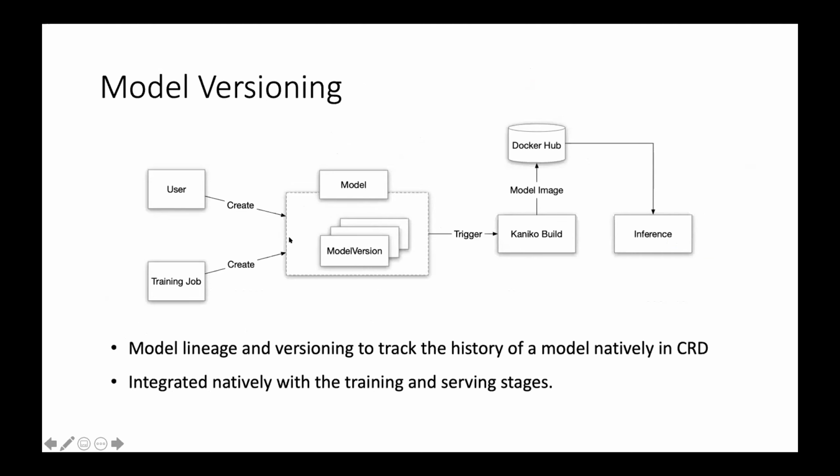In terms of model tracking, KubeDL tracks the history of a model in a native Kubernetes CRD format, which is easy for existing Kubernetes users to adopt and can leverage the broad Kubernetes tooling ecosystem. It is integrated natively with the training jobs and the serving stages to enable full automation with the controller. From the training job to the model generated and finally to the deployment of a model, everything is linearly tracked and versioned within Kubernetes.